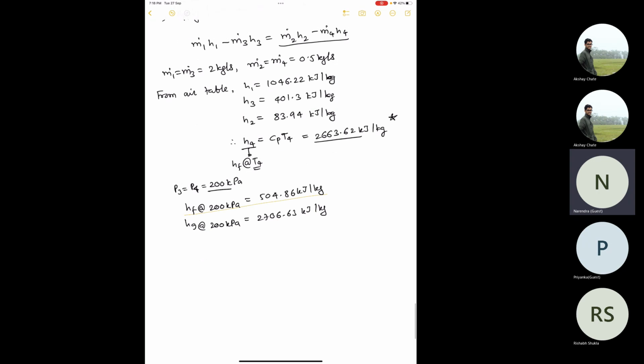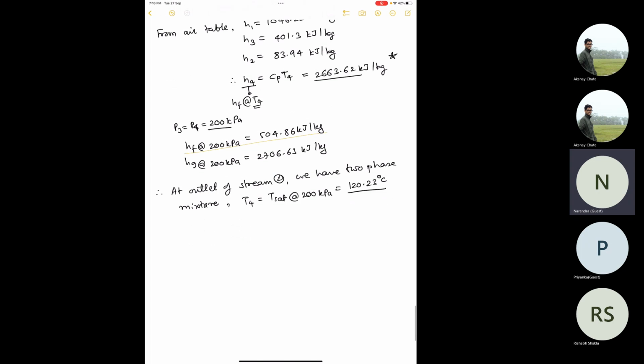So at the outlet of stream 2, we have a two-phase mixture. That is the conclusion. It's not pure liquid water. And the temperature will be the saturation temperature, so Tsat at 200 kilopascal. That also you can get from the steam table. So 120.23. So this was the catch in this question.